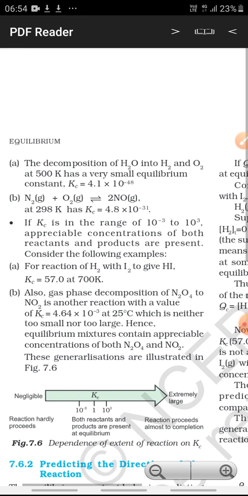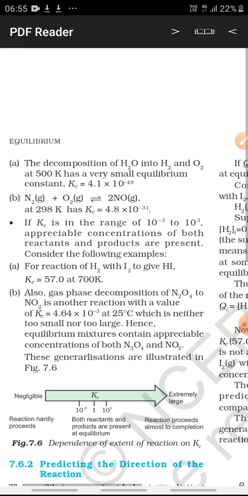An example of such a reaction is nitrogen and oxygen. When nitrogen and oxygen react together to form NO, the value of Kc comes out to be 4.8 into 10 raised to power minus 31. Minus 31 is very less, so the value of Kc is very less. So, we can say that the quantity of product formed will be very less after the establishment of the equilibrium, whereas the quantity of reactant left will be more. So, such reactions are of less use.